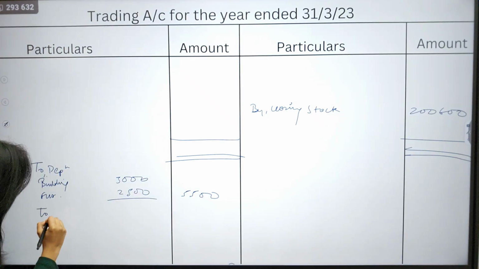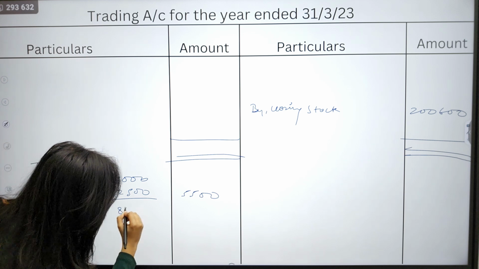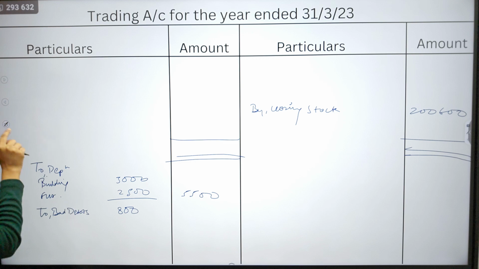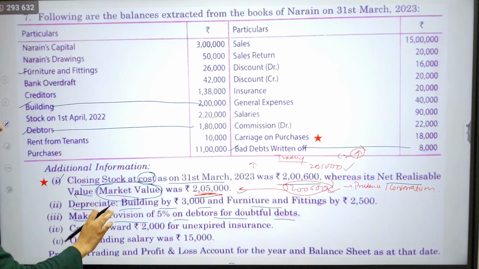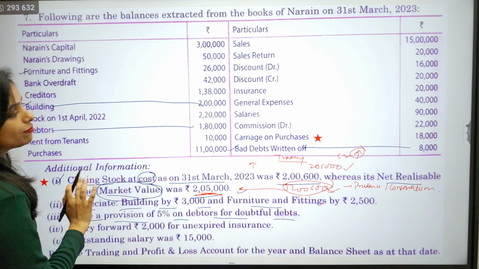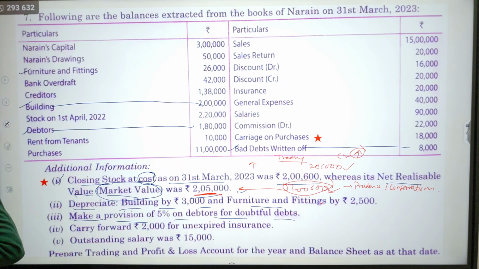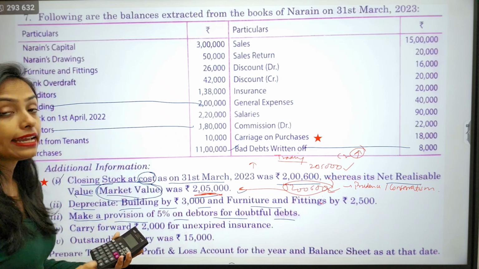So I will write bad debts. Sorry, I will not write it inside. In the inside column, I will write it straight off outside. Because I don't have any further bad debts, so I can write it in the outer column. Now I will make 5% of provision on this debtors, 1,80,000.